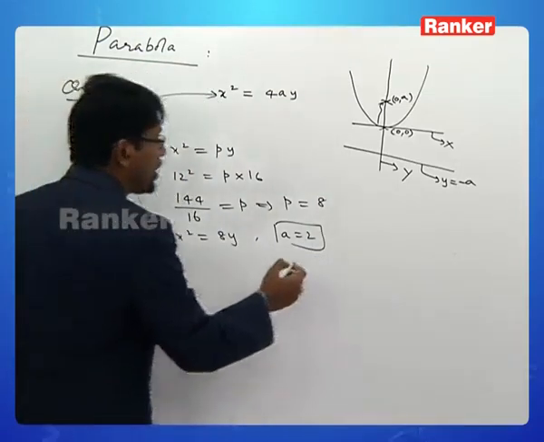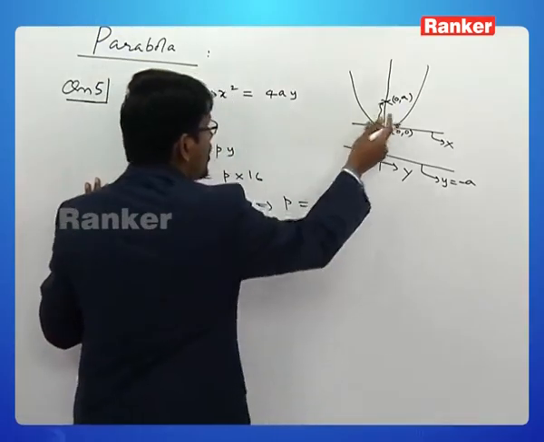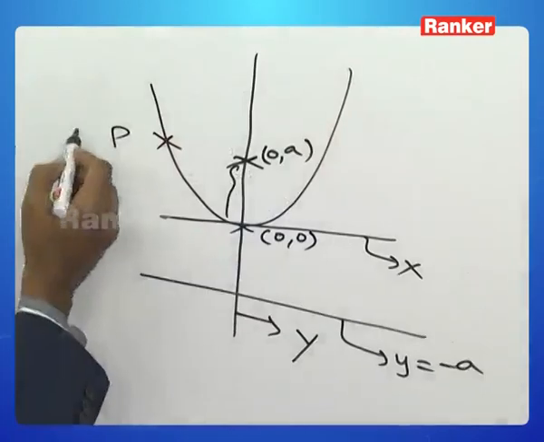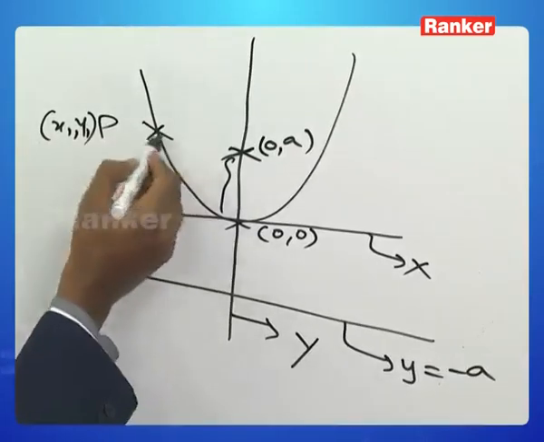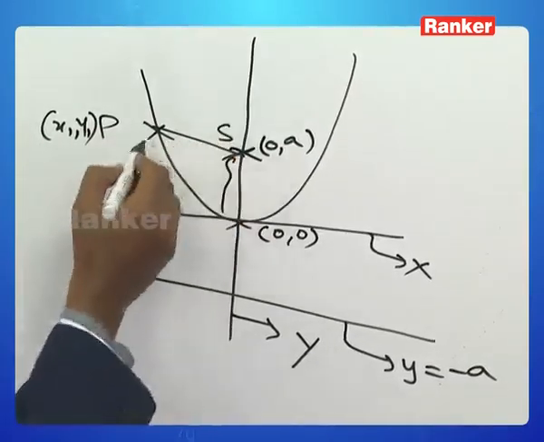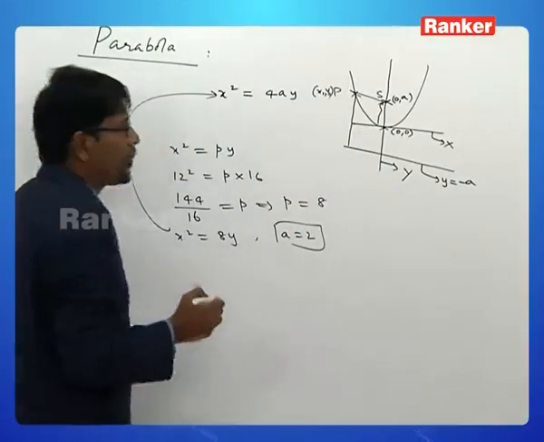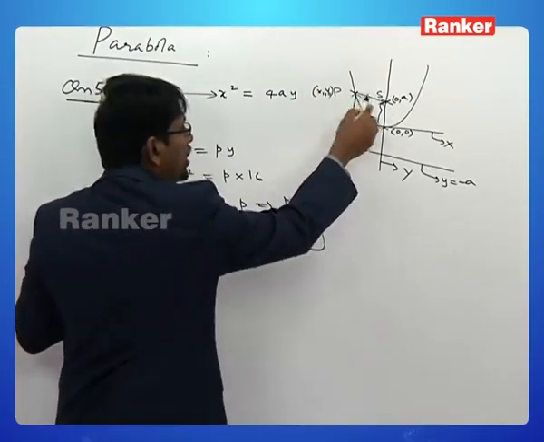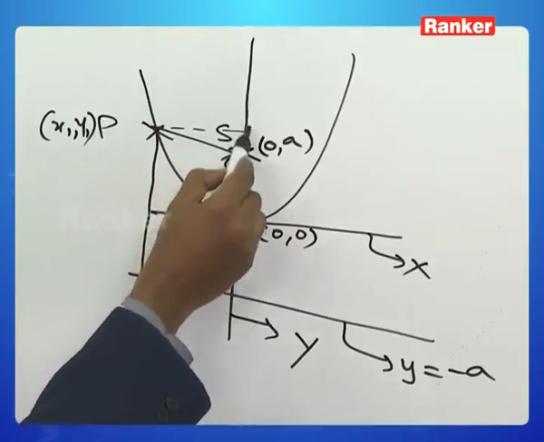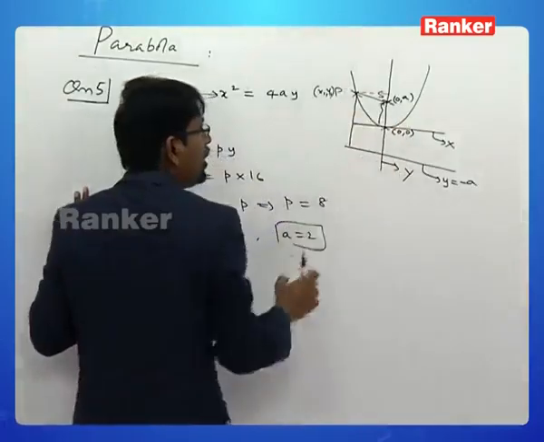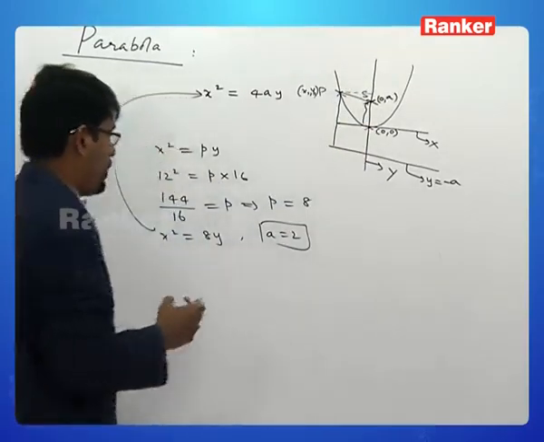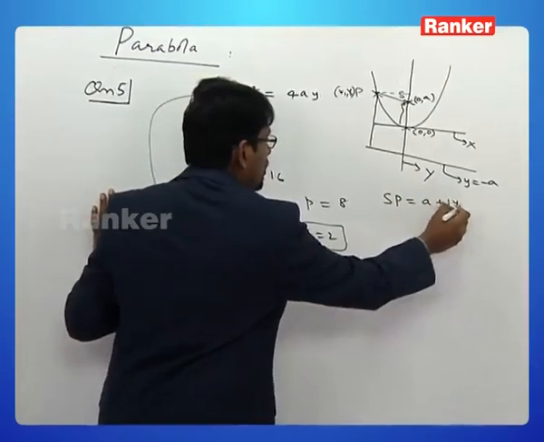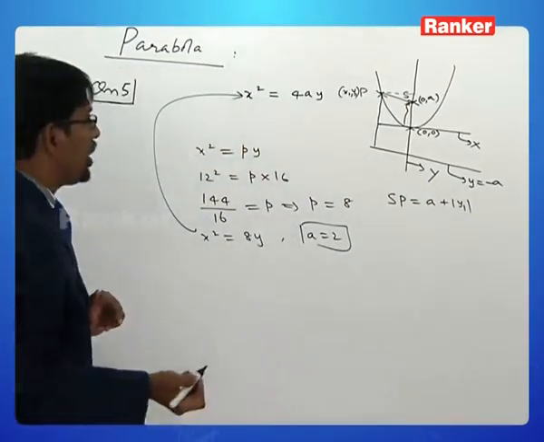In fact, there is one result here. For x square equal to 4ay, if you take any point P on it, say (x1, y1), the focal distance SP will have to be this distance. You observe that SP has to be equal to the distance from here. This length is y1, and this length is a. So SP here is a plus mod y1, the modulus of the y coordinate of that point.